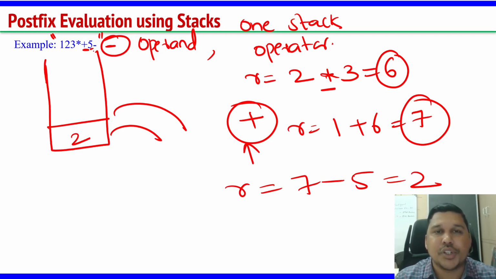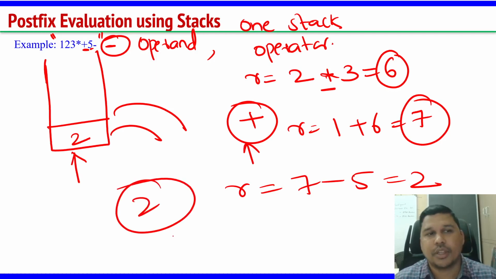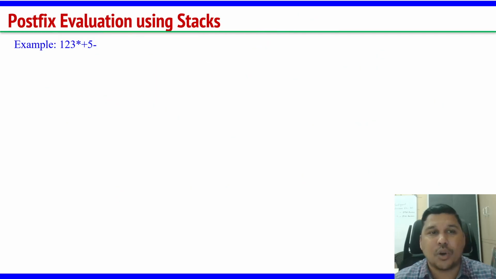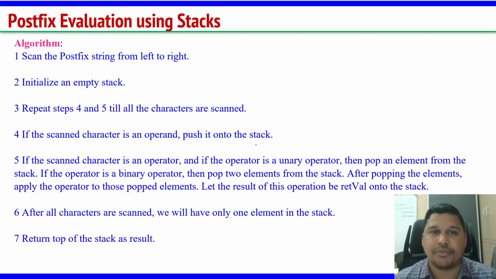Once we reach the end of the string, we have completed iterating over that postfix string. After that, whatever is left over on the stack is your answer, 2. So the evaluation of this postfix happens like this. Let us go and see the algorithm and then solve another example so that we understand the approach better.